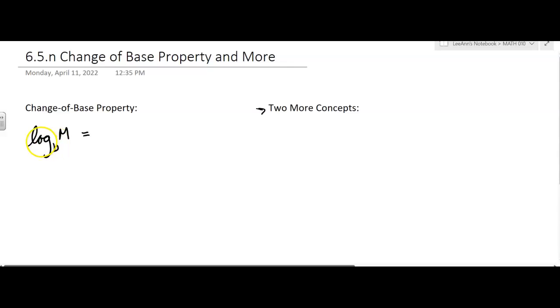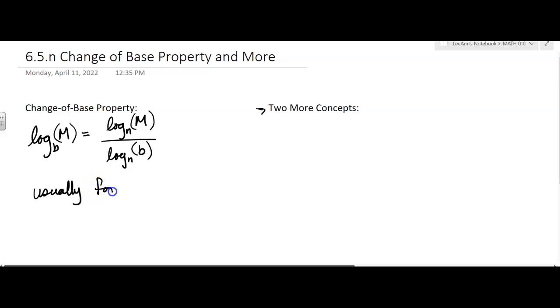So it says that if you have this situation where you have log base b of m, then you can rewrite it as log, you can have any base you want, of m over log base n of b. Now you can put the parentheses in. I think that might help you see it a little better, see what the argument is. So basically we're saying if you have a logarithm that has some base and you don't like that base, you can change that base to any base you want with the change of base property. Okay?